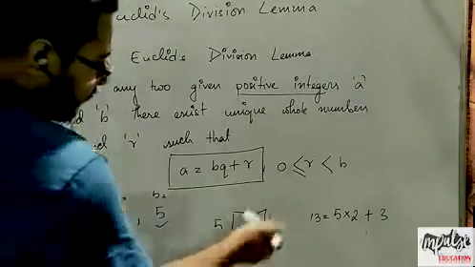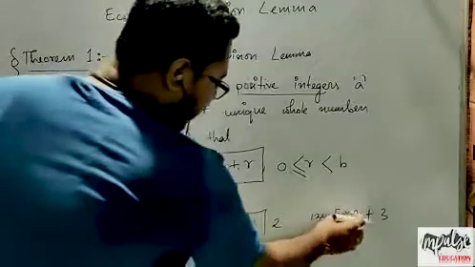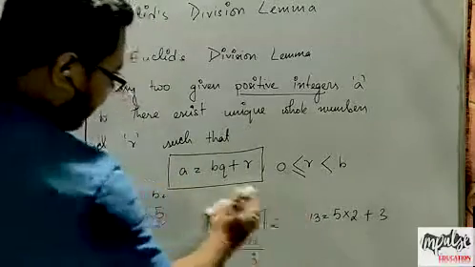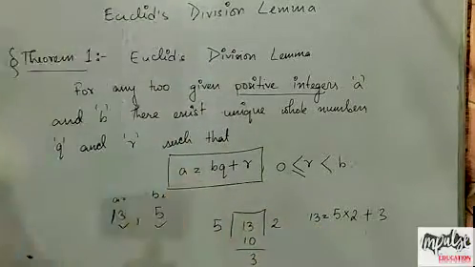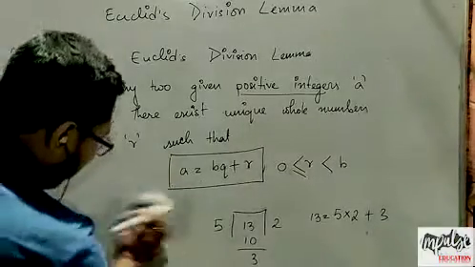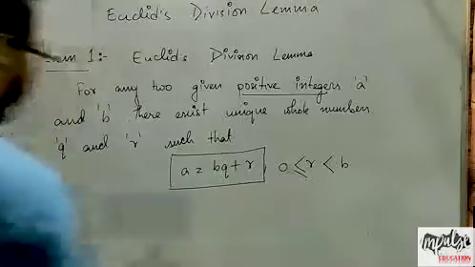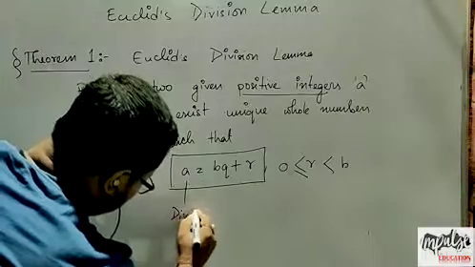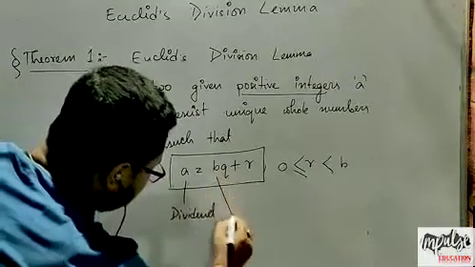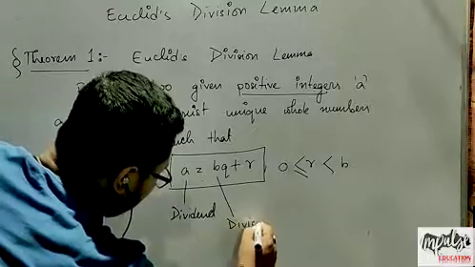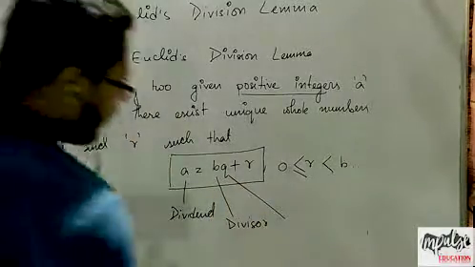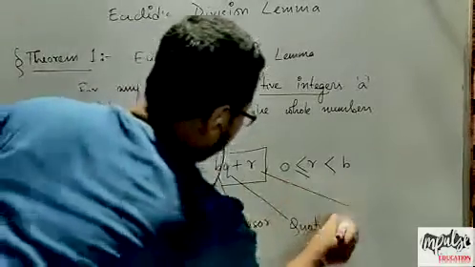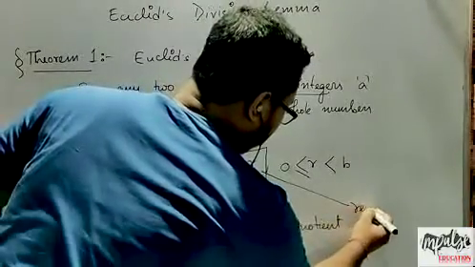Now you see I have written 13 as 5 into 2 plus 3. So if you consider a is 13, then this a will be the dividend, correct? b is the divisor, correct? q is the quotient and r is the remainder. Is that clear?